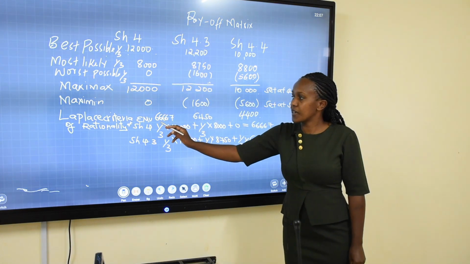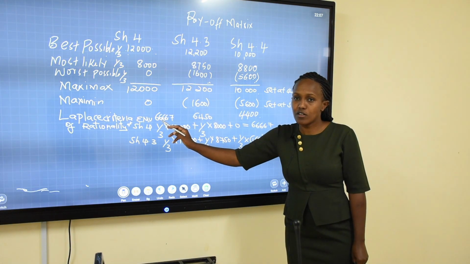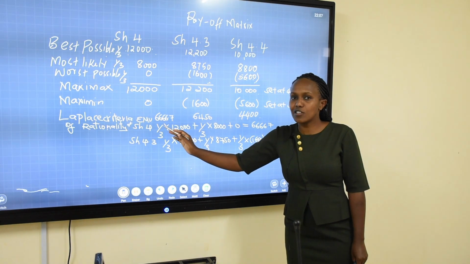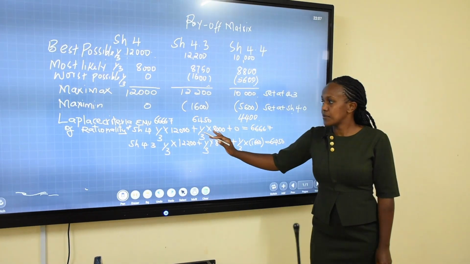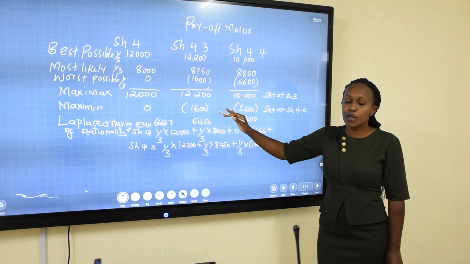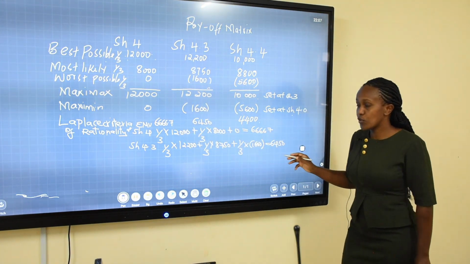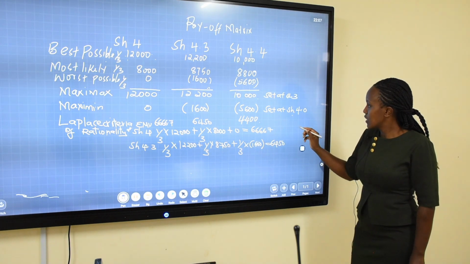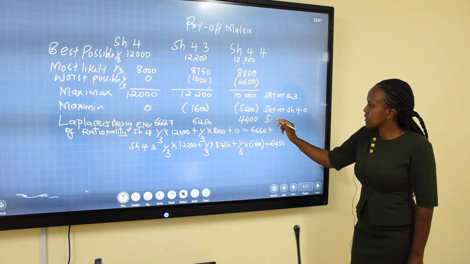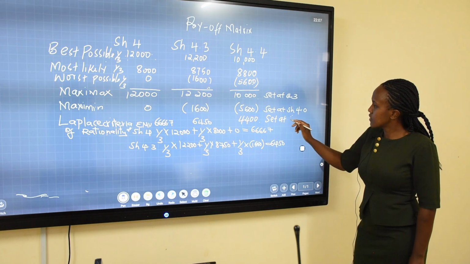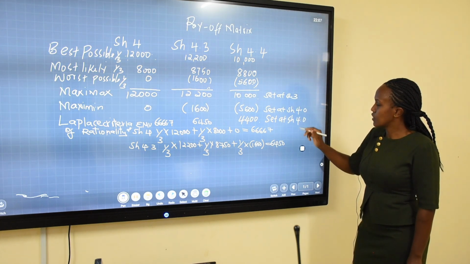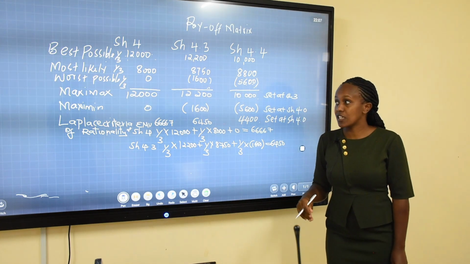So this decision maker who is risk neutral, who thinks about the most likely situation, who has used probability assuming all of them have an equal chance of occurrence, is going to set the price at shillings 4 because it gives the highest EMV. So we are going to say here set the price again at shillings 4. That is the decision. The decision is to set the price at shillings 4.